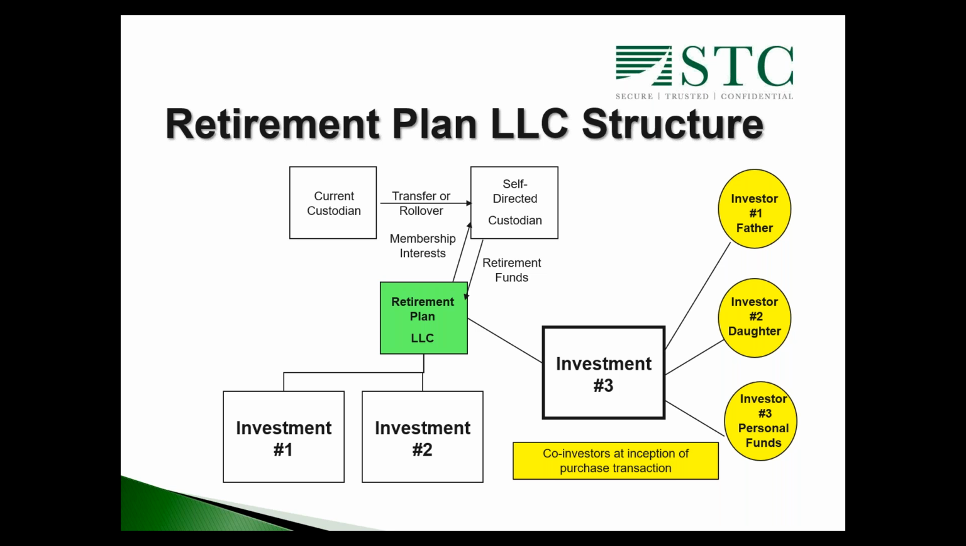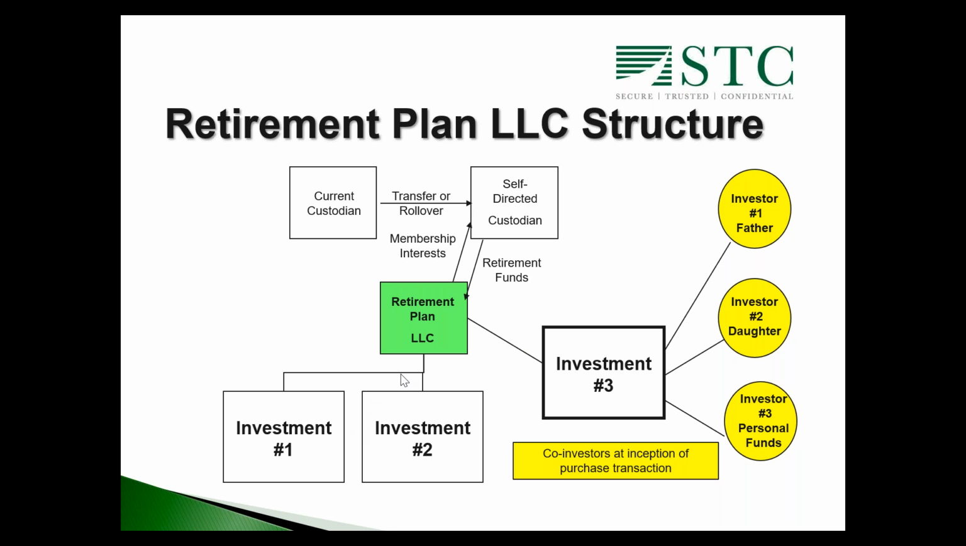So this is a schematic that shows how the structure would work. On the upper left, you'll see current custodian. So this would be where you currently have your account. And let's say you decide you wanted to open an account with STC. You would complete documents with us that would direct your custodian to transfer or roll over the funds to our self-directed custodian. While that is in process, our operating department will be creating the LLC in the state of your choice that is going to become the investing vehicle for your retirement account. Once the LLC is set up and the monies are received at our custodian, then your funds will move to the LLC, to a bank account that your LLC has access to, and the ownership interest of the LLC will be held by the custodian. And now you're ready to begin investing.